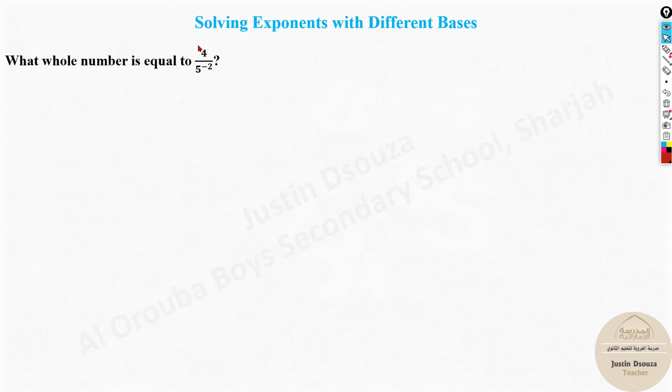It looks complicated, but let's split it out and make it look simple. Since this is in the denominator, we can multiply that. So 4 multiplied by 1 divided by 5 to the power minus 2. This is the same thing. You have just written it separately. Now we have a negative power.